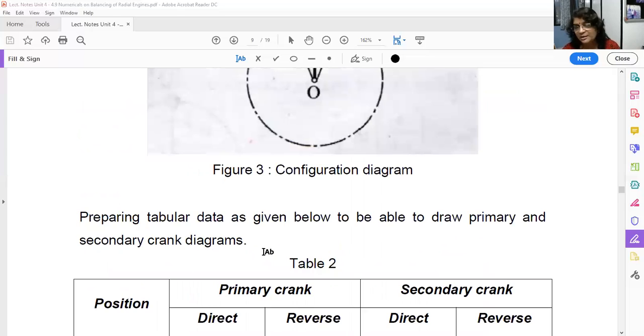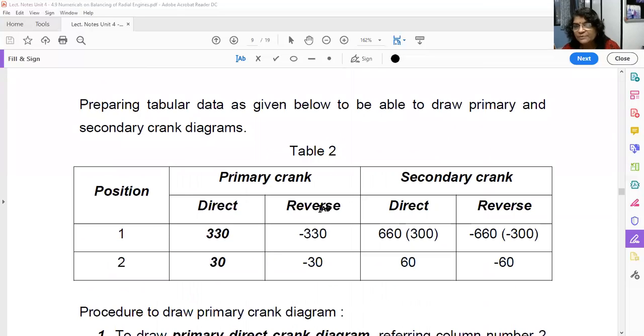Prepare the table. Again, there will be 5 columns. Column number 1 gives the position of cylinders. So cylinder number 1, cylinder number 2. Then the next columns are direct primary crank angle, reverse primary crank angle, direct secondary crank angle, reverse secondary crank angle. Now again, you have to write down only these columns. It is very important. See, what do I have to do now? Look here.